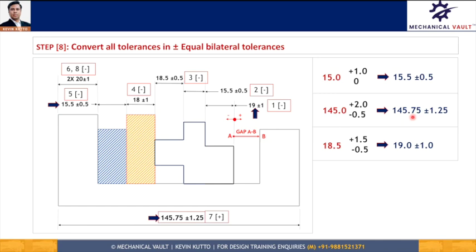Very easy to understand. So if you see the lower limit and upper limit here, you'll get the same upper limit and lower limit here. That's how we convert this unequal bilateral tolerance into equal bilateral tolerance.